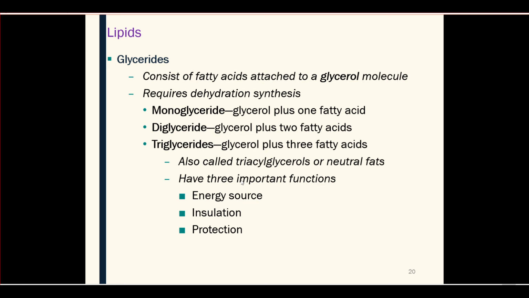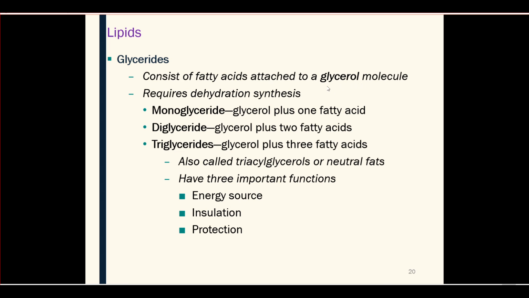Okay, let's take a look at glycerides. This is going to be the third class of lipids. This one's important to us because this is what's going to make up our body fat, right? So this consists of fatty acids, either saturated or unsaturated, attached to an alcohol. The name of this alcohol is called glycerol.